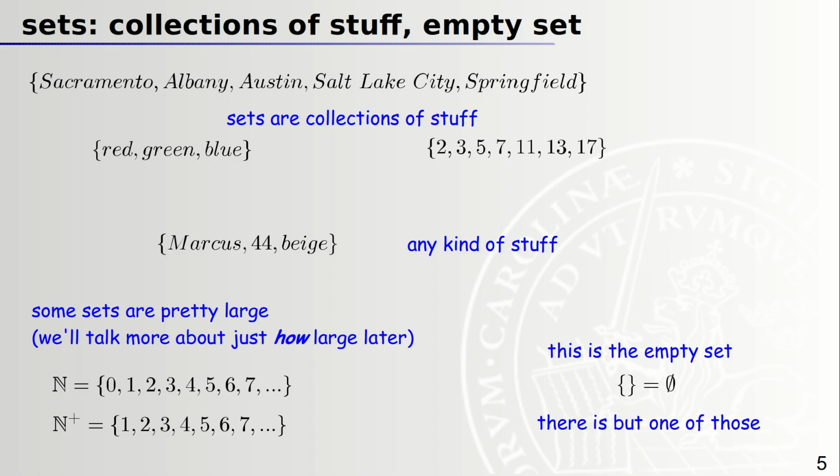The set that contains nothing is called the empty set, and it is written by a 0 with a slash through it. There's only one empty set, which means it makes no difference what is not in it. If it is empty, it's the empty set.